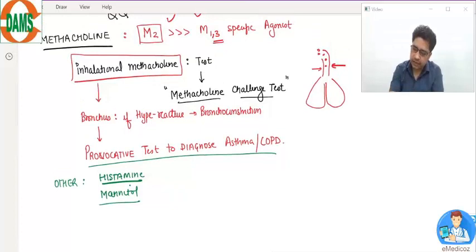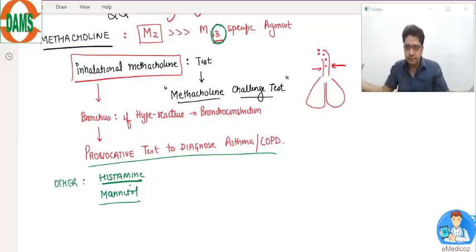See, it has M3 action also. In a normal person, the bronchus has very less amount of M3 receptor. But in asthma, what happens? The number of M3 receptors increases drastically. The bronchus is hyperreactive. So in those cases, methacholine can provoke bronchoconstriction. Now let's move ahead.